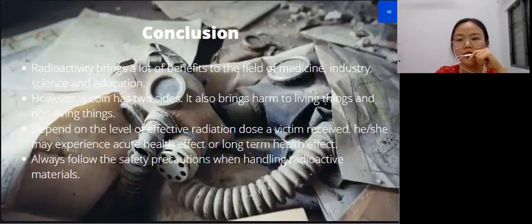In conclusion, radioactive brings a lot of benefits to the field of medicine, industry, science, and education. However, a coin has two sides. It also brings harm to living things and non-living things, depending on the level of effective radiation dose a victim receives. He or she may experience acute health effects or long-term health effects. Therefore, always follow the safety precautions when handling radioactive material.